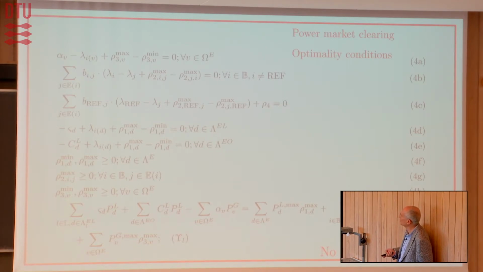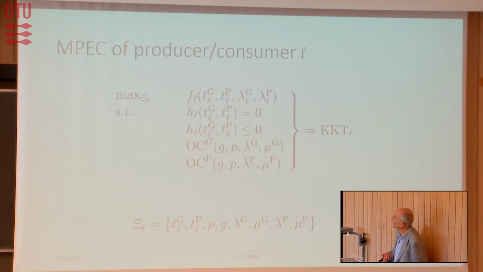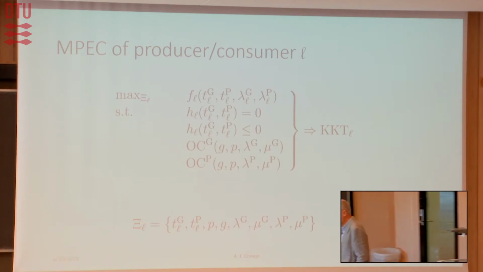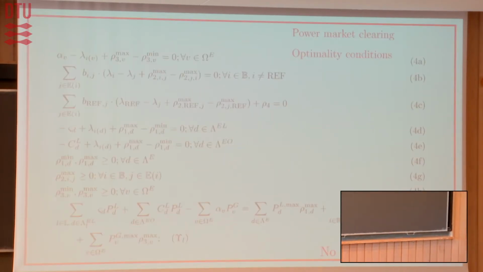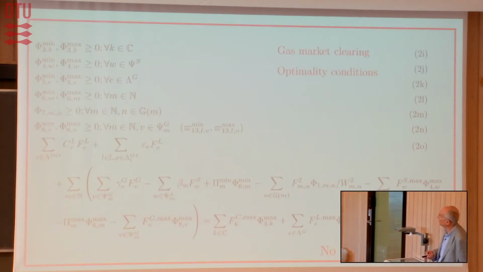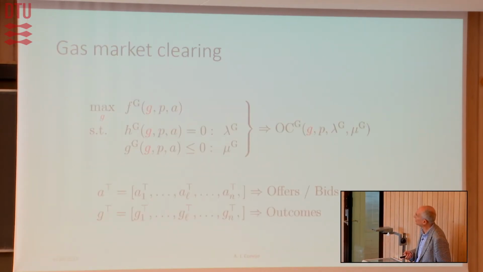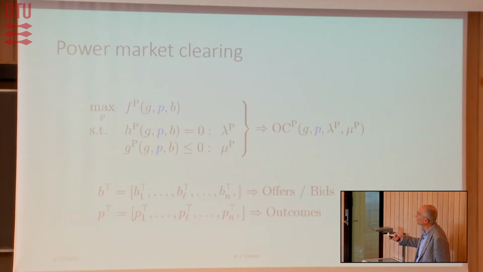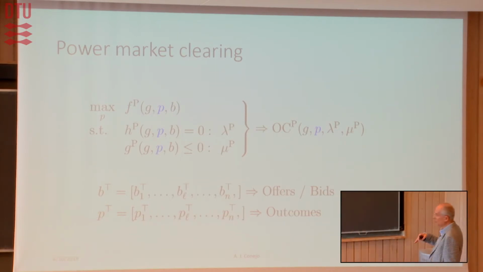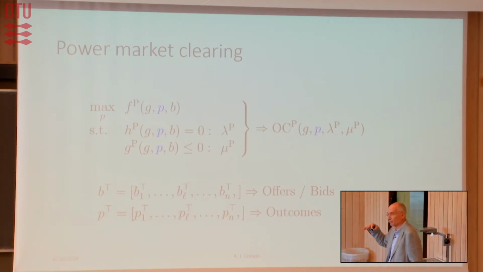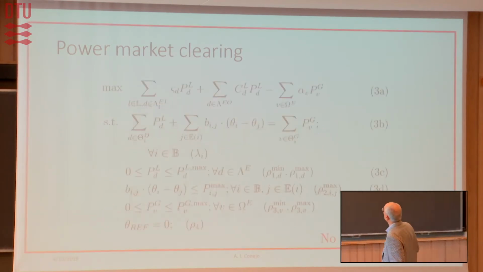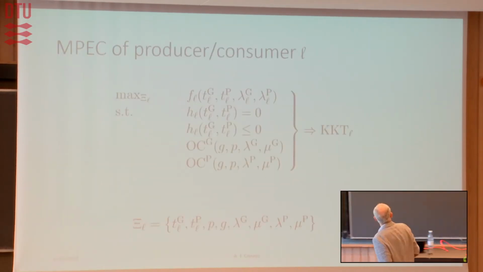Well, those are the optimality conditions. We don't want to look at that. Let me go back quickly. So what we have for the market clearing problem are the optimality conditions. It can be multi-period or single period. For the power market clearing, we have the optimality conditions. So now we are going to look at the problem of every producer, of every consumer.